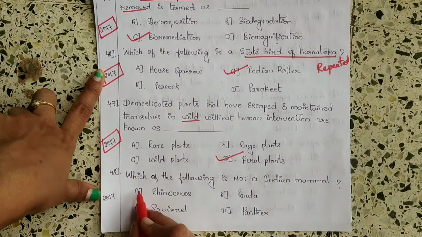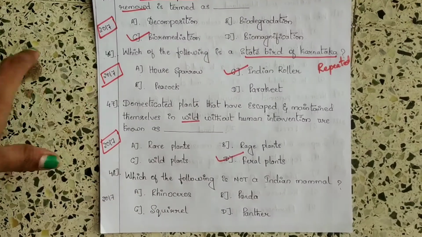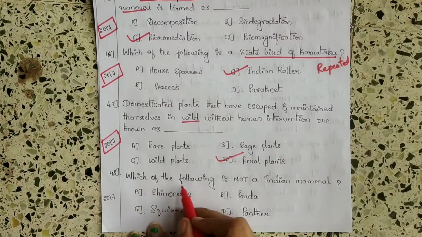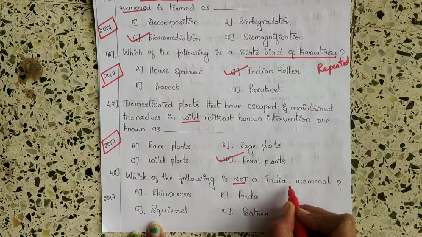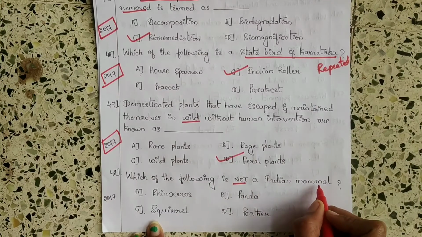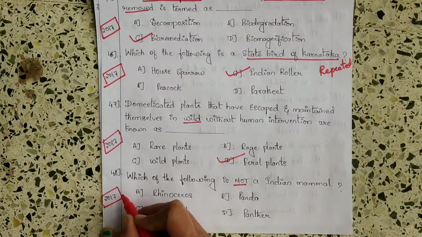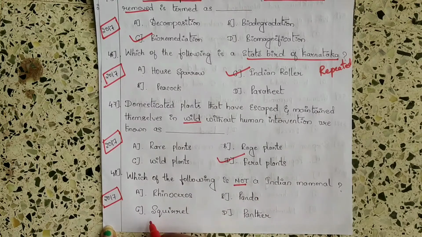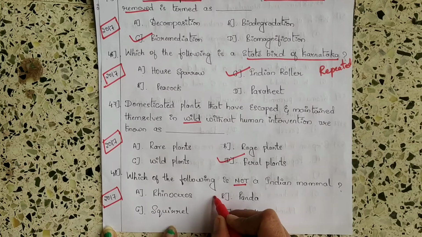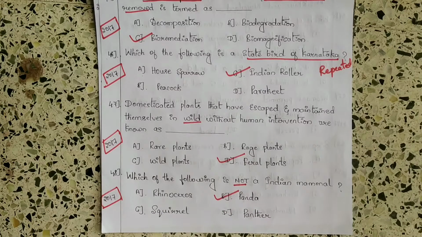Let us move on to the next question, which is 48th one. Which of the following is not an Indian mammal, which is asked in the year 2017. Option A, rhinoceros. Option B, panda. Option C, squirrel. Option D, panther. The correct answer for this is option B, that is panda is not an Indian mammal.